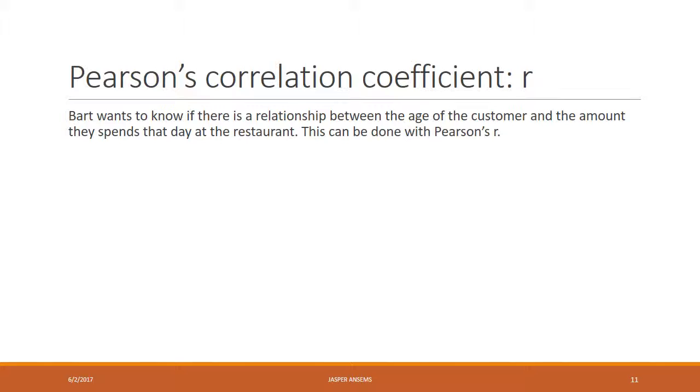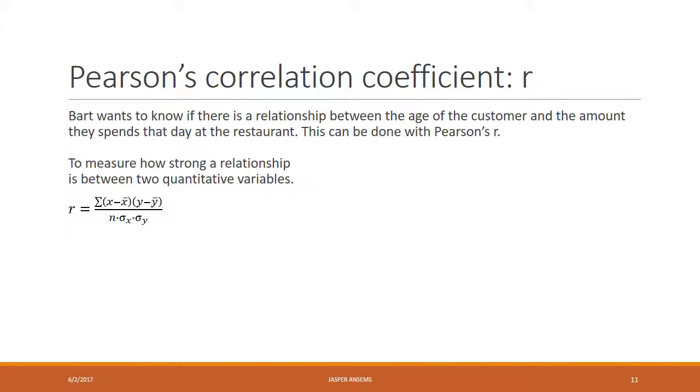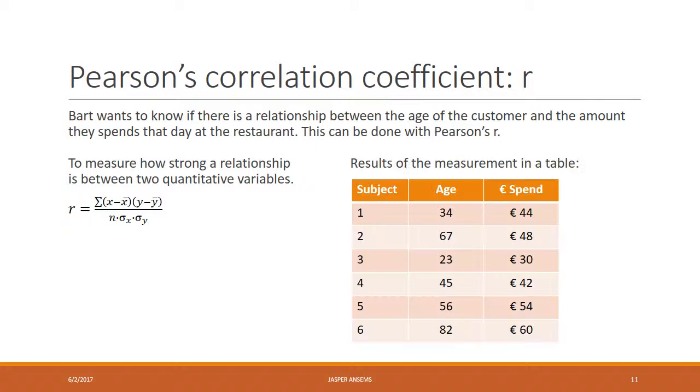Pearson's correlation coefficient, r. Bart wants to know if there's a relationship between the age of the customer and the amount they spent that day at the restaurant. This can be done with Pearson's r, to measure how strong a relationship is between two quantitative variables. Here's the formula shown, but first we need a table.